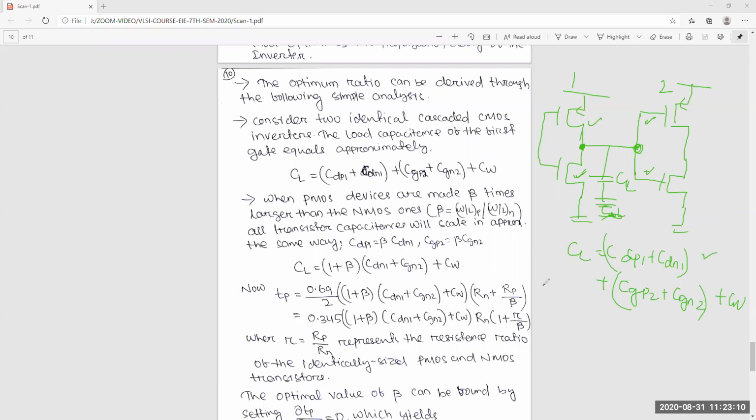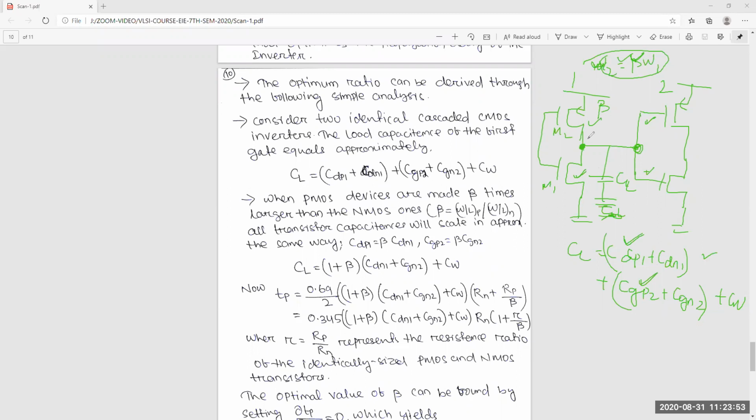Now what happened? You use this transistor beta times. From M1 to M2, W2 is equal to beta of W1. That means if you are increasing this W value by beta times, then this CDP1 also increases by beta times, and this also increases by beta times. Yes or no? Yes, sir. Okay, if you are not understanding, please just ask.